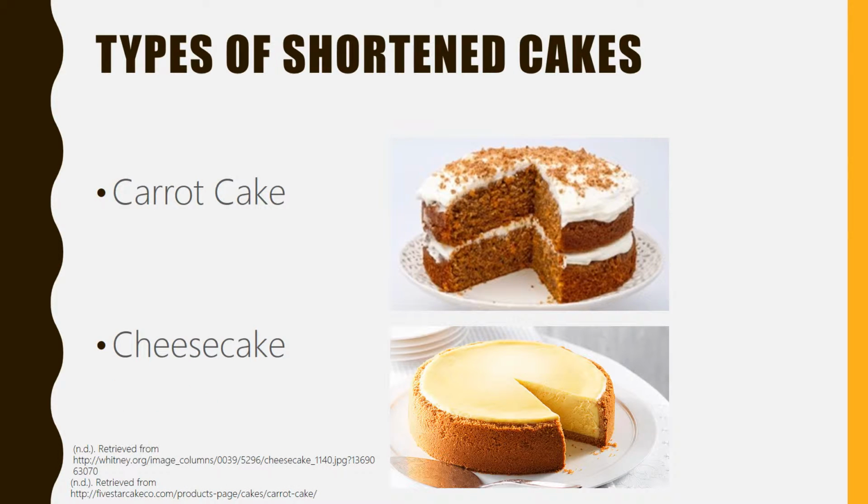Carrot cake. This is a sweet spice cake that closely resembles a quick bread. Basic ingredients include grated carrots, nuts, and cinnamon. Cheesecake. Cheesecake fillings are made from cream cheese, cottage cheese, or ricotta cheese mixed with eggs, sugar, and flavorings.